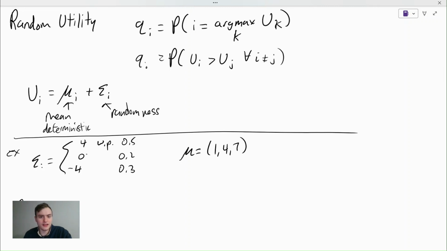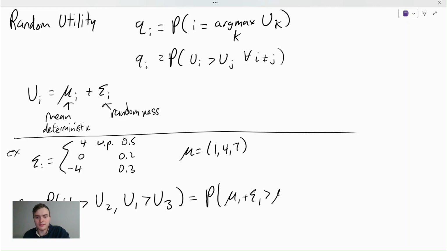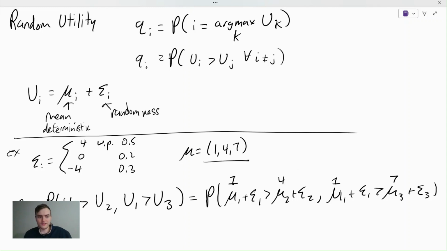So we're going to find the probability that U1 is greater than U2 and U1 is greater than U3. Or in terms of the mu i and epsilon i, mu1 plus epsilon1 greater than mu2 plus epsilon2, mu1 plus epsilon1 greater than mu3 plus epsilon3. And remember, this one is 1, this one is 4, this one is 1, this one is 7, substituting these values given up here.